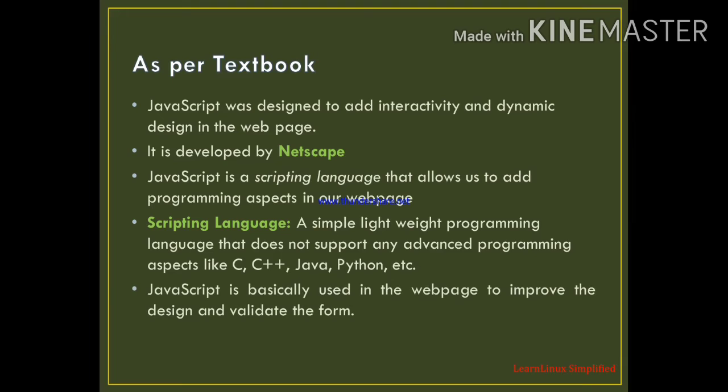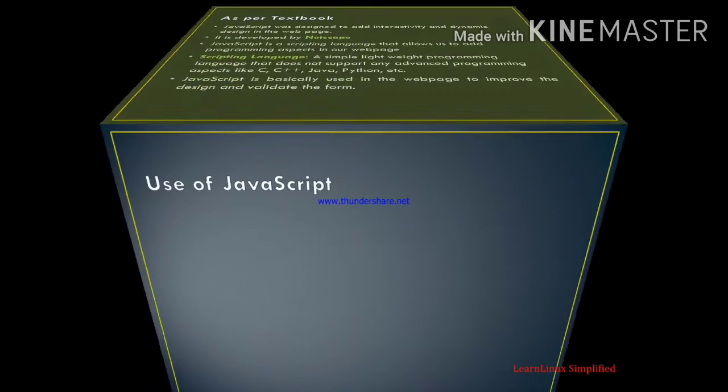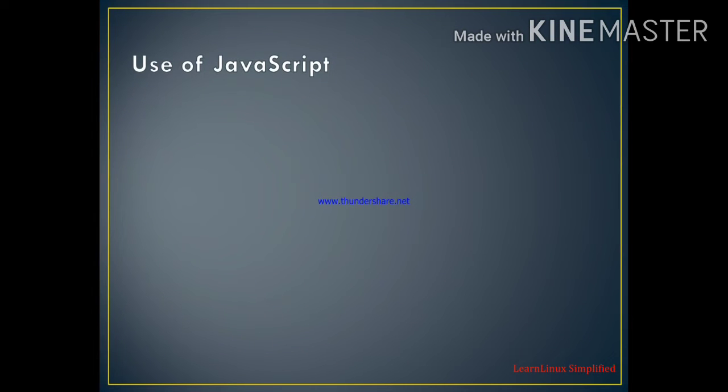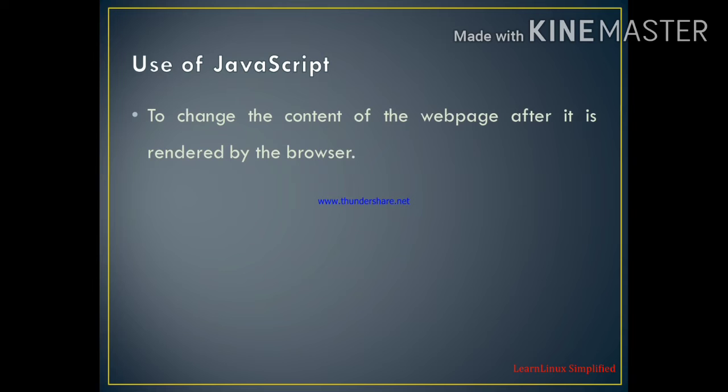JavaScript is basically used in the web page to improve the design and validate the form. Now, as per the textbook, we have designed the form, so here we will concentrate more on validating the form. Okay, now the use of JavaScript: it is used to change the content of the web page after it is rendered by the browser.